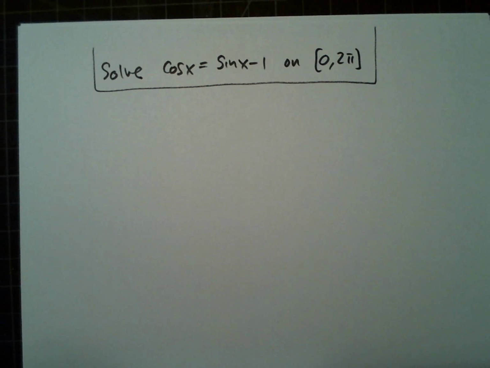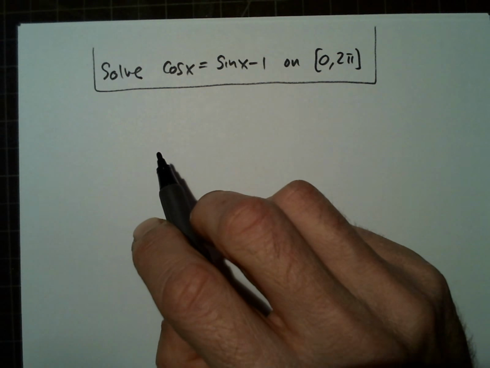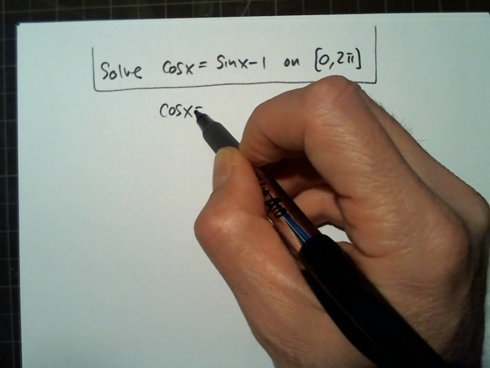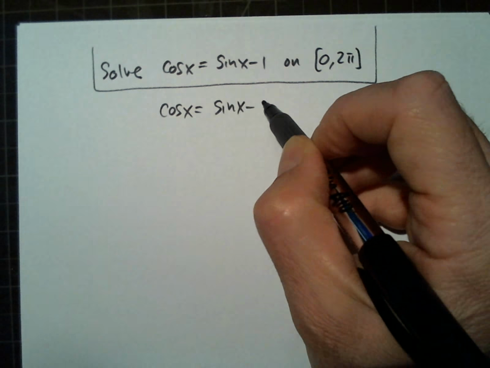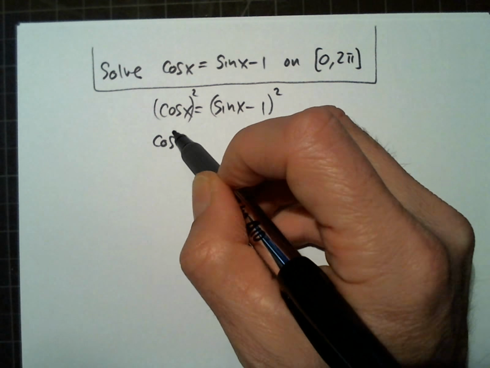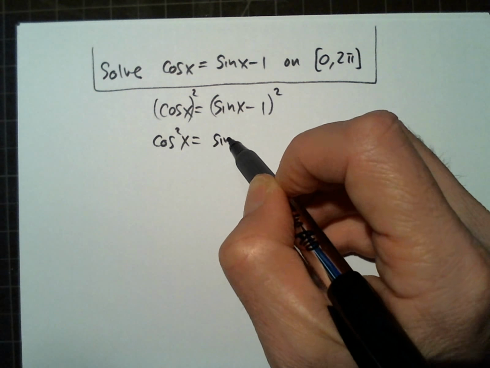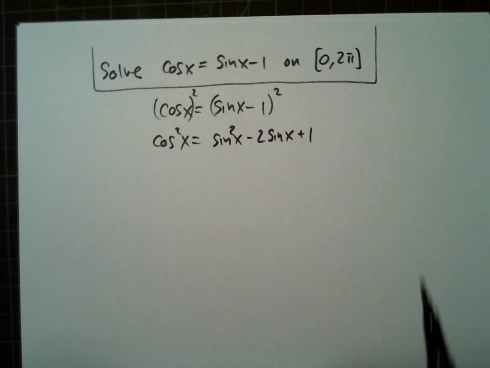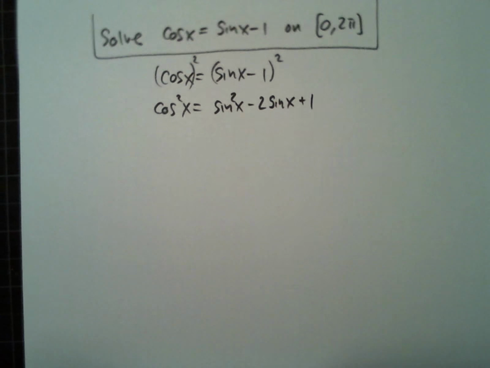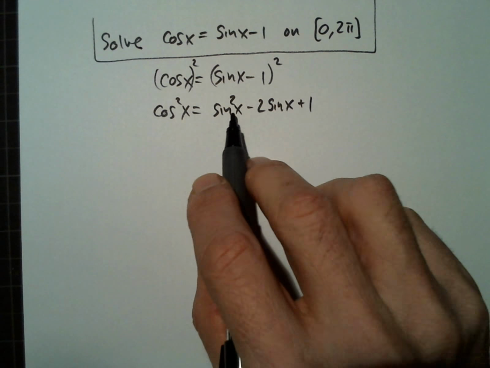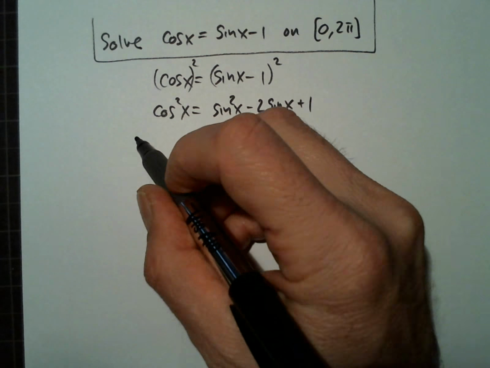And there's a similar problem, so pause the video and try that one. We need to get these squared so that we can use the Pythagorean identity. And since we can't change the sine into a cosine, we have to change the cosine into a sine.